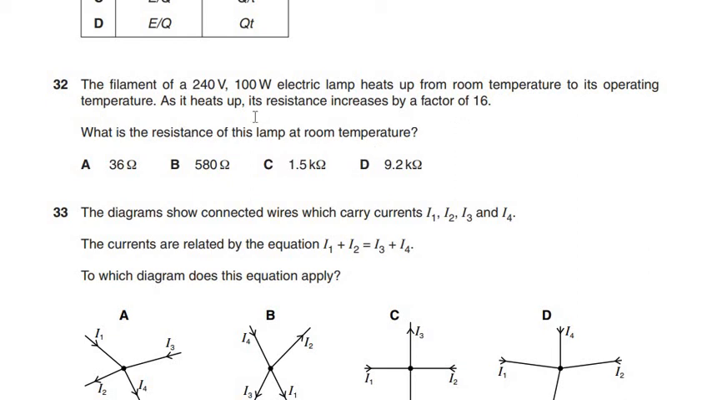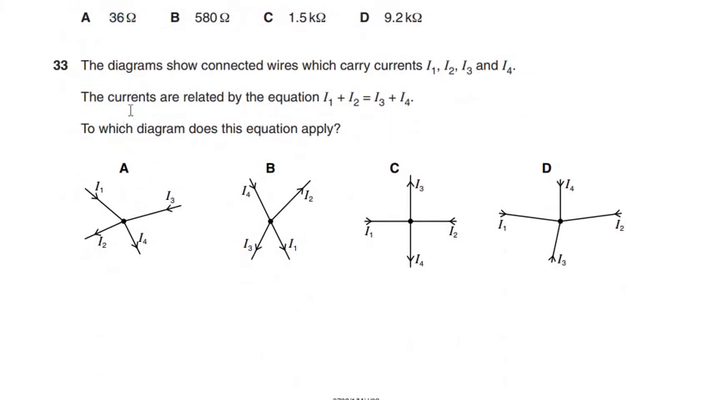And so at room temperature, because it increases by a factor of 16, when it's operating at these values, it's 16 times more than the room temperature. So if you do the calculations, you should get, for answer 32, A, 36 ohms. So remember this is at room temperature. You multiply it by 16, and you're going to get the resistance when it's operating.